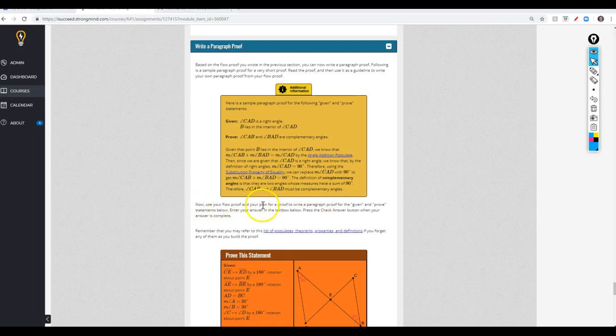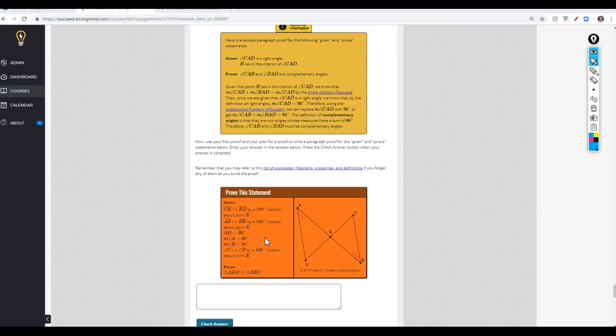Now use your flow proof and your plan for the proof to write a paragraph proof for the given and proved statements below. Enter your answer in the text box below. Press the check answer button when your answer is complete. Remember that you may refer to this list of postulates, terms, properties, and definitions if you forget any of them as you build the proof.